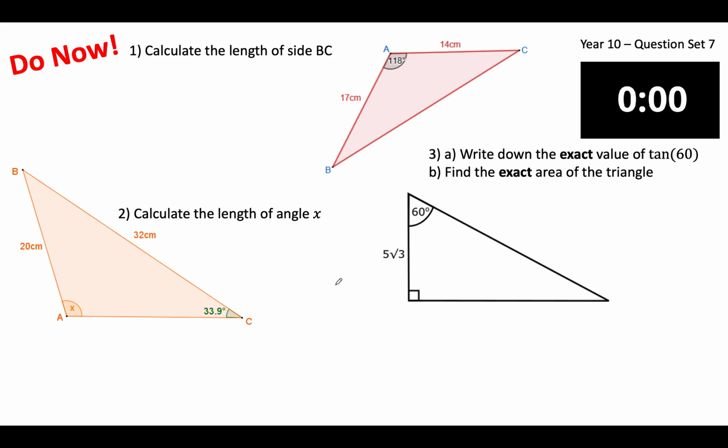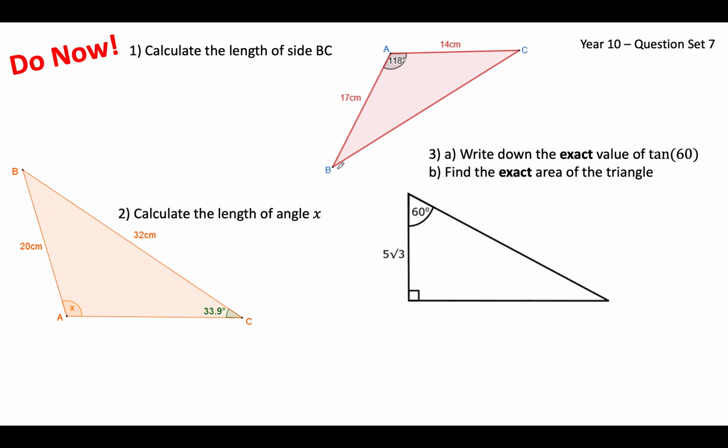Done. Blast off. Right, let's just shut that curtain so I can actually see the screen. Okay, calculate the length of side BC. Now that is BC. It's this side over here. Let's call that little a because it's opposite that one. This is not a right angle triangle. I have two sides and an angle between. That means I'm going to be using the cosine rule.